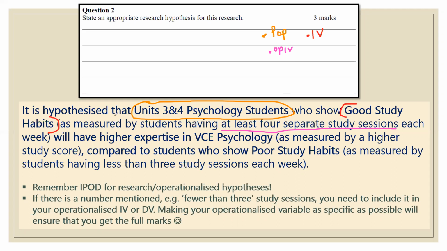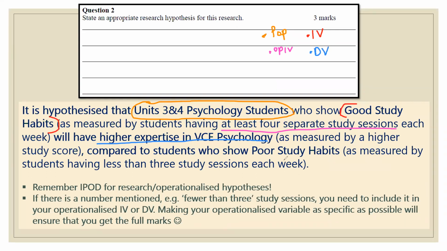And then what is that going to affect, or what behavior are we measuring for change here? It says that these children or these students who engage in good study habits will have higher expertise in VCE psychology, or better knowledge of VCE psychology, or better understanding, whatever word you want to use there. And that's our DV. That's our simple DV or our non-operationalized DV in the blue.